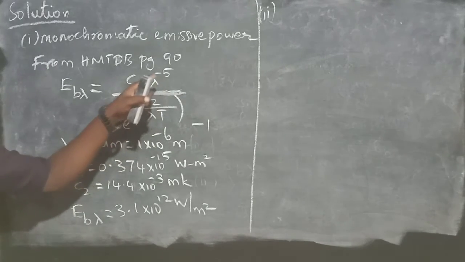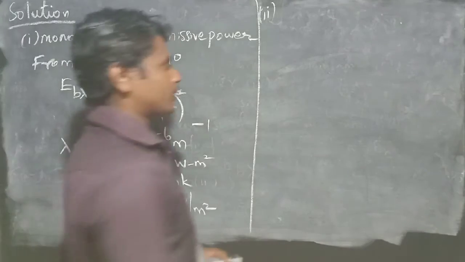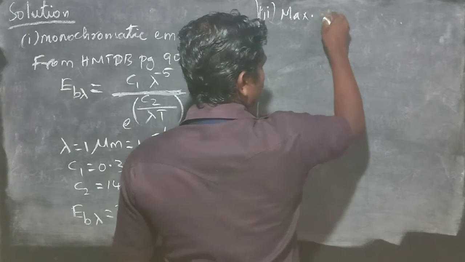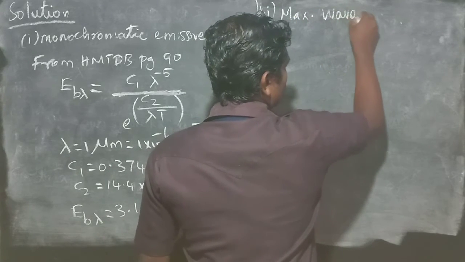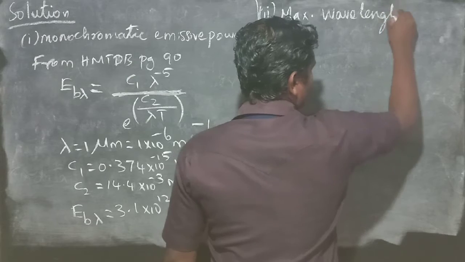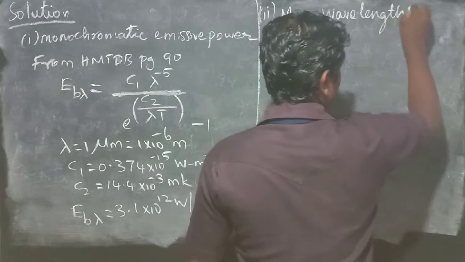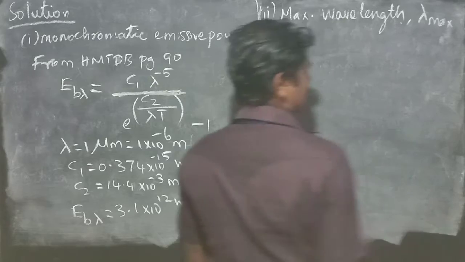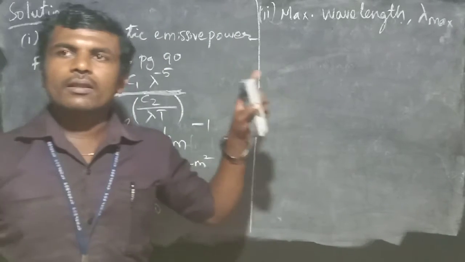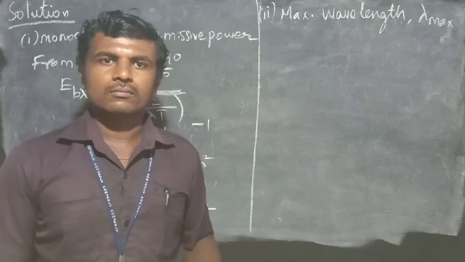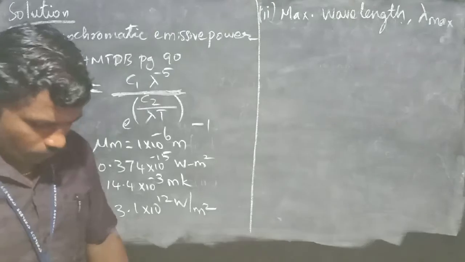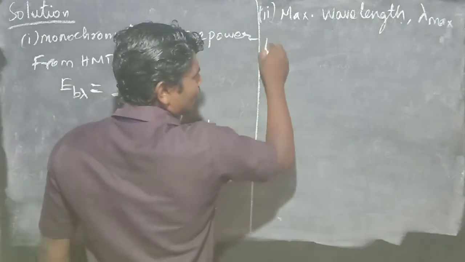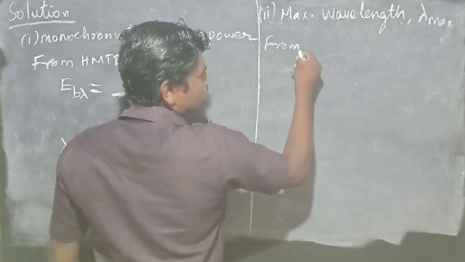Maximum wavelength. That symbol is lambda max. How can you find the value of lambda max? We can write the formula from the HMT data book.